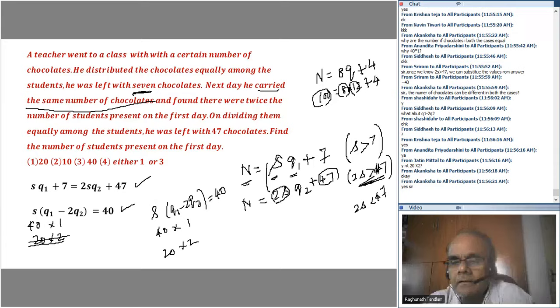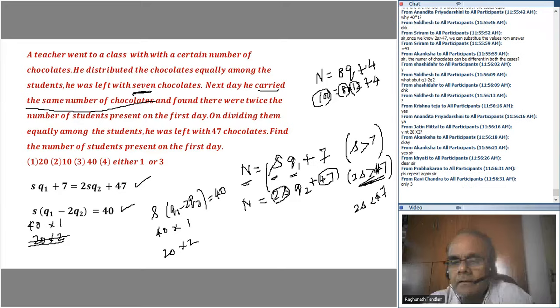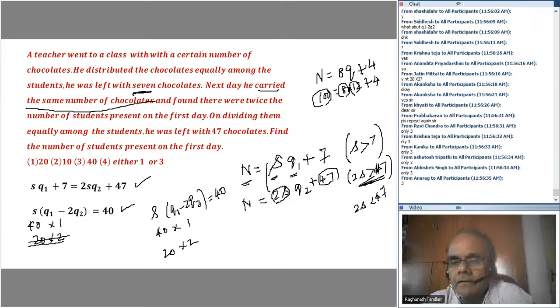Right. How many made a mistake here? Somebody said 1 or 3. Is it 1 or 3, or only 3? Right. Somebody wanted to clear the doubts you had on the remainders. Let's see that.